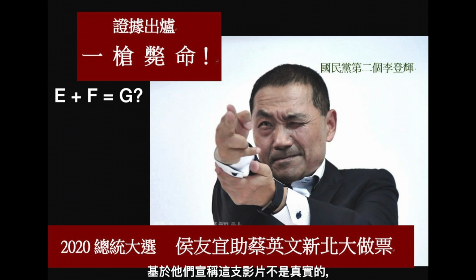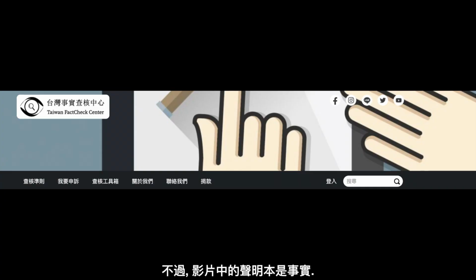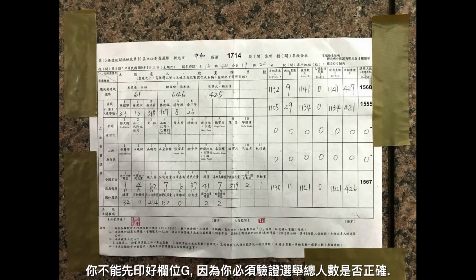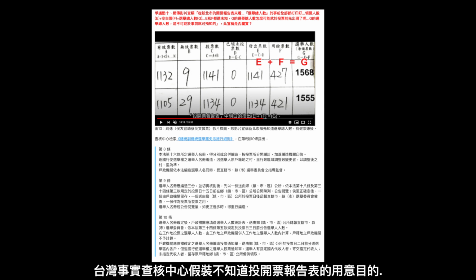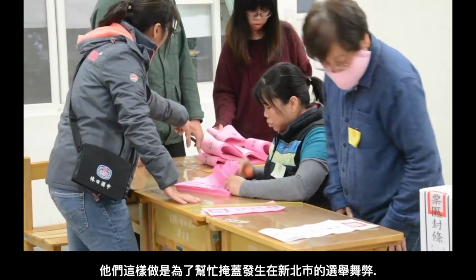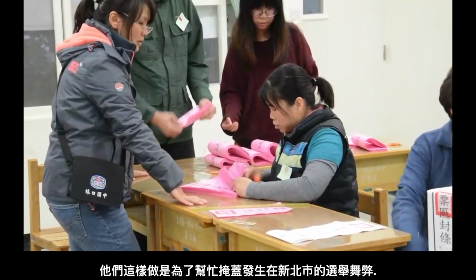And based on their claim that the video is untrue, they blocked this video from being posted on Facebook. However, the claim is actually true. You cannot print the G column because you have to verify if the total number of voters is correct. You have to add E and F manually to see if it matches. The Taiwan Fact Check Center pretended to not know what the purpose of the ballot report table is, and this is to help cover up for the election fraud that took place in New Taipei City.